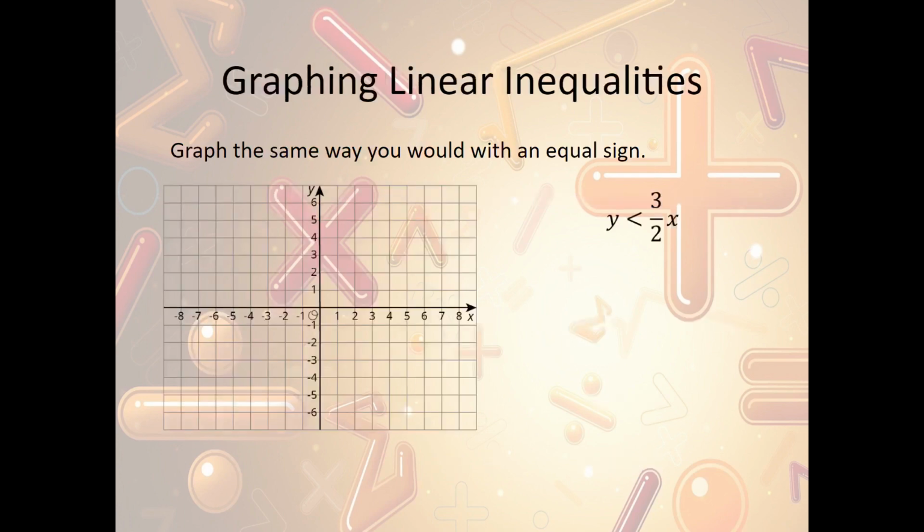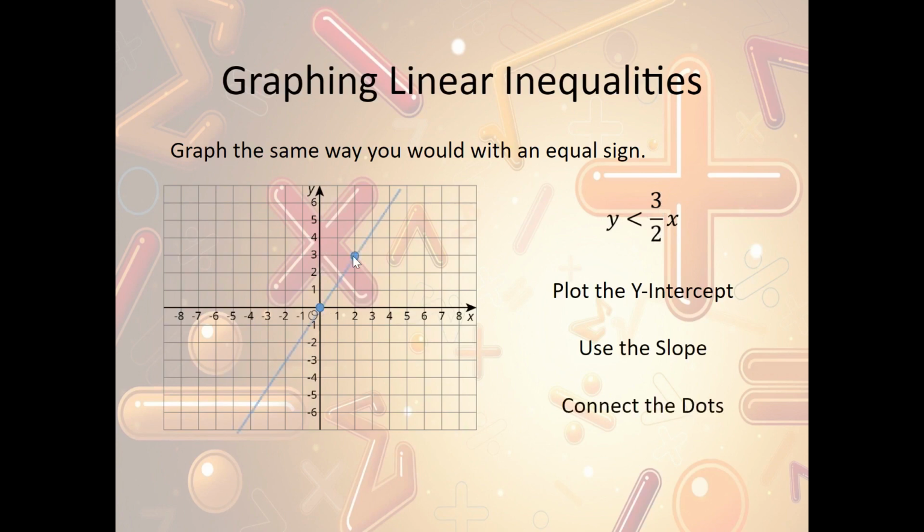So how does that apply to our inequalities? Well, when we graph these, we have y is less than 3/2 x. So we're going to plot the y-intercept first. Notice there is none listed here, so our y-intercept is 0. So I'm going to go here to 0 and plot my point. And my slope is 3/2, so I'm going to go up 3 to the right 2. So I go up 3 to the right 2, plot my point, and normally I would just connect the dots.